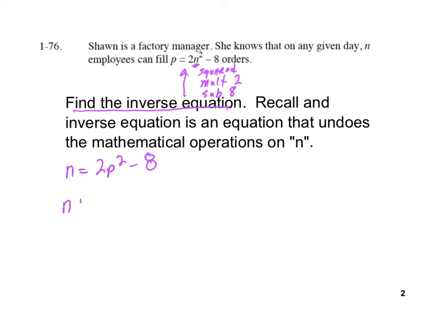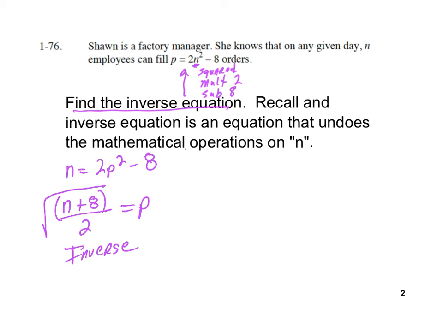So I'm going to take n, instead of subtracting 8, I'm going to add 8. And then I'm going to, instead of multiply by 2, divide by 2. And then instead of squaring, I'm going to take the square root. And that equals p. This is the inverse.